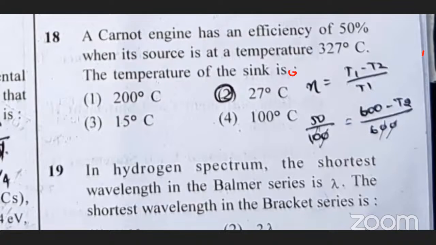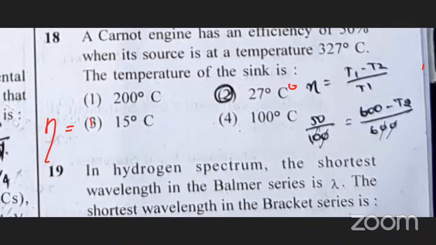The Carnot engine has an efficiency of 50% when its source is at a temperature of 327 degrees Celsius, and we need to find the temperature of the sink. We know the formula for the Carnot engine efficiency: efficiency is equal to T1 minus T2 by T1. T1 is the temperature of the source and T2 is the temperature of the sink. We need to convert the Celsius into Kelvin. If you add 273 to this, we get 600 Kelvin. So T1 is 600 Kelvin.